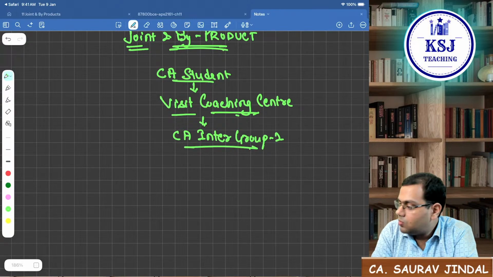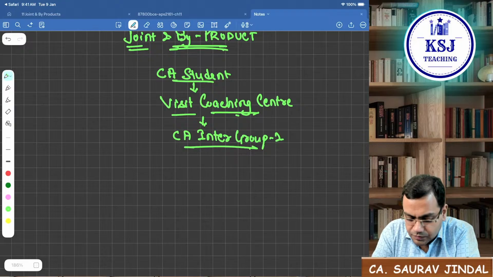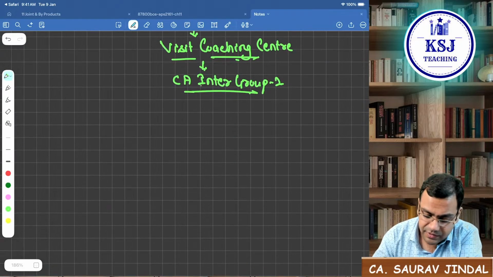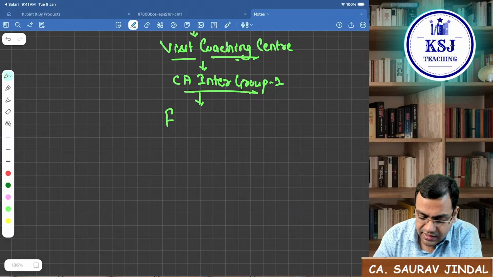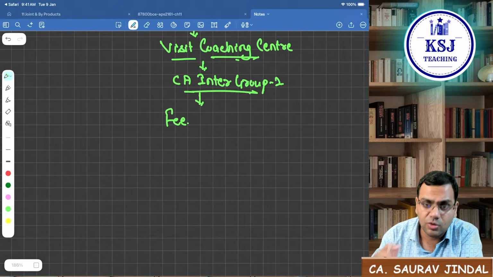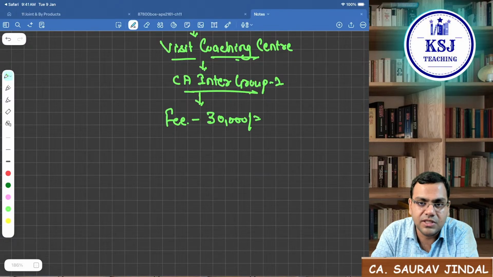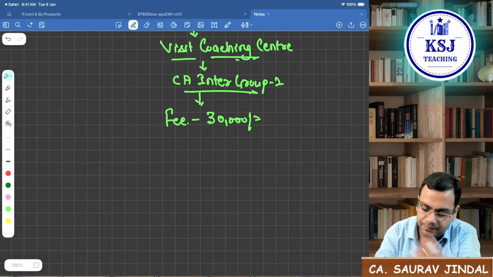Now in this CA Inter group 2 classes you pay a fee, right? You are saying that I want to enroll for the complete group. For the complete group you are paying a fee of, let's say, 30,000 rupees. For all the 3 subjects, costing, audit and FMSM, you are paying a fee of 30,000 rupees, right?